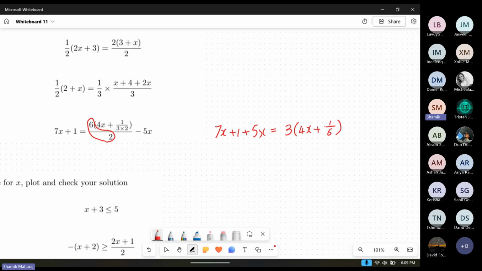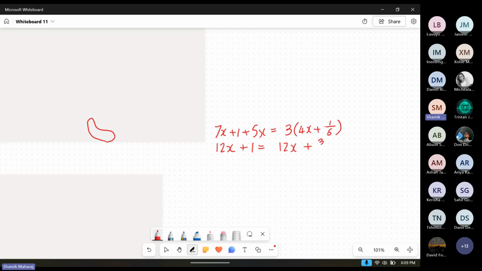Okay, so for now, I'm going to write here 7x plus 5x gives me 12x on this side. There's still a plus 1 here. And on the right, I can multiply this 3 into the brackets using the FOIL method. So first, it will be 3 times 4x, which gives me 12x. Then it will be 3 times 1 over 6, which is the same as 3 over 6.